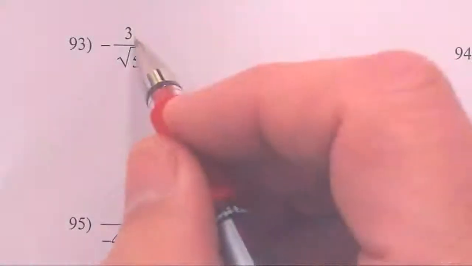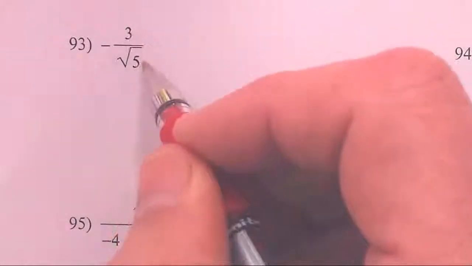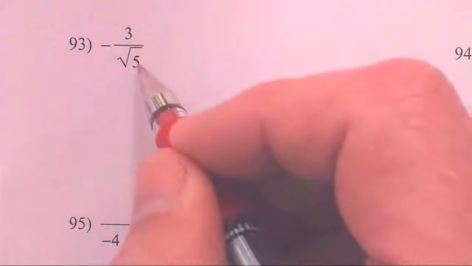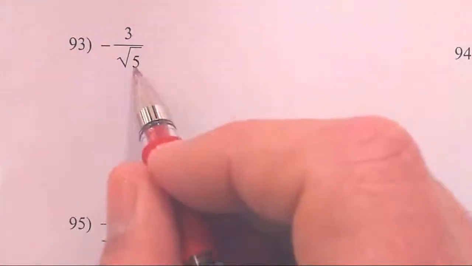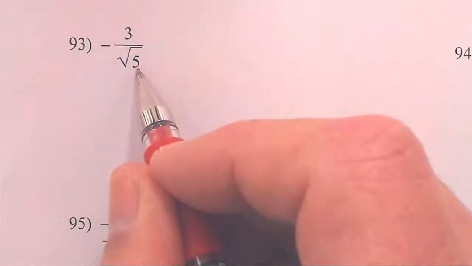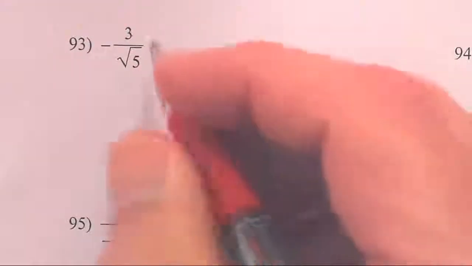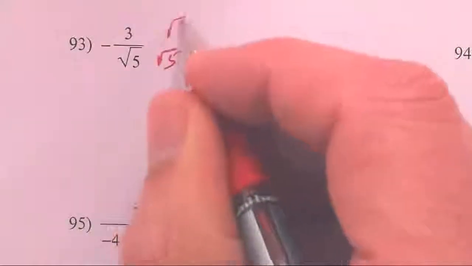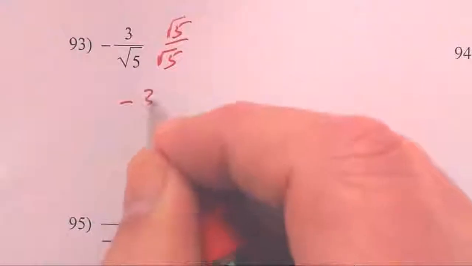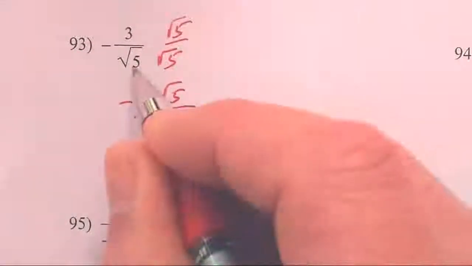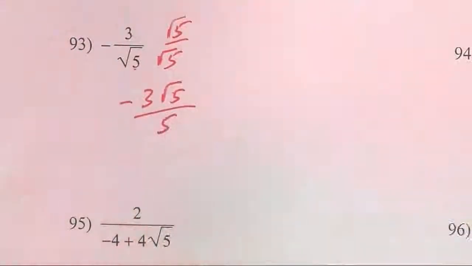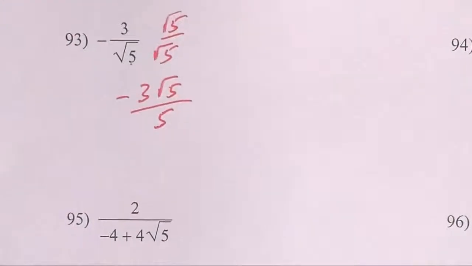93. Can't reduce for 2 reasons. 3 doesn't reduce 5, but non-square roots don't reduce with square roots. 5 is not a V8 moment, and 5 does not jailbreak. Therefore, we rationalize root 5, and I get negative 3 root 5 on square root of 5 times square root of 5, 5. And that's it.